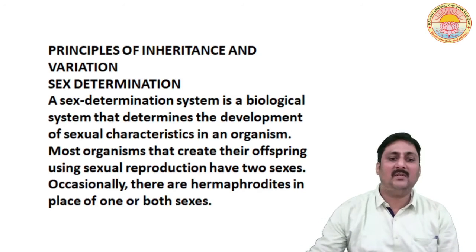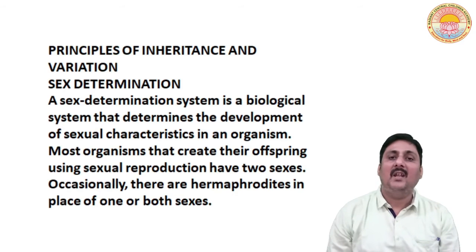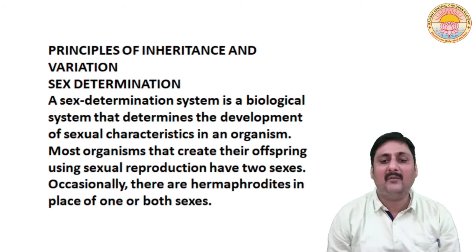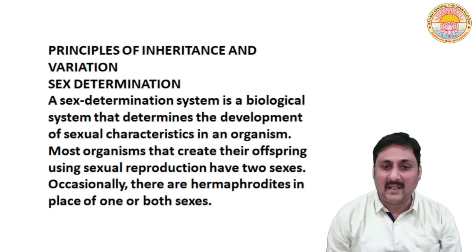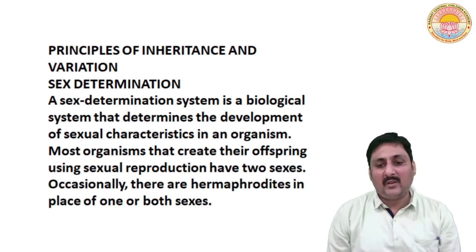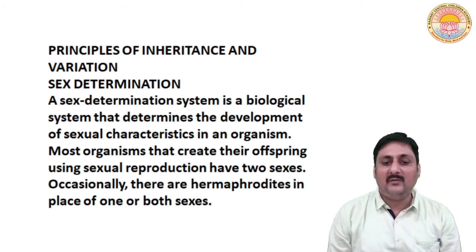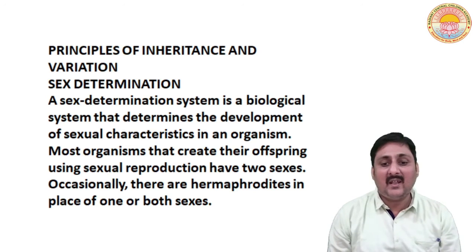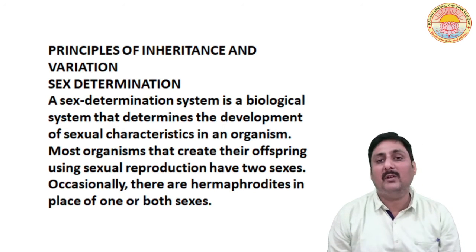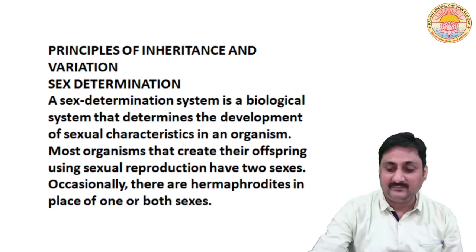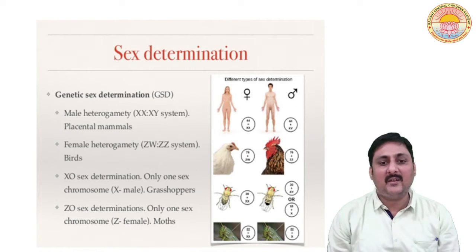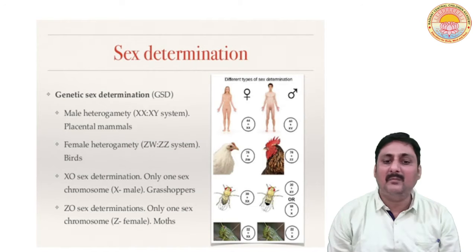So, let us start with the topic. Sex determination is a biological system that determines the development of sexual characters in an organism. Most organisms that create their offspring using sexual reproduction have two sexes. Occasionally there are hermaphrodites in place of one or both sexes, but that is very occasional.